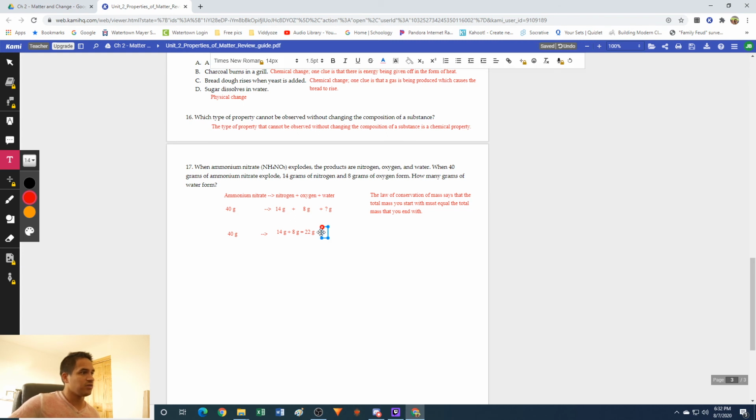And then, of course, we have plus question mark. And then all we're going to do is take 40 grams minus 22 grams equals, and that will tell us how many grams of water we make. So I believe this is 18 grams of water form. Okay, and we'll underline this, just so we know that's our answer. So we will make a total of 18 grams of water.